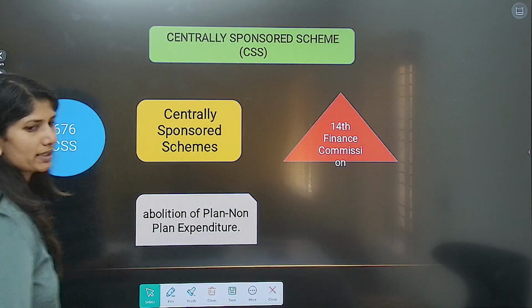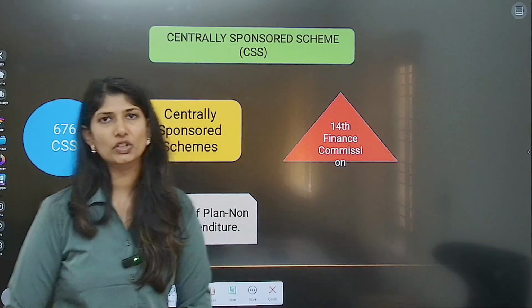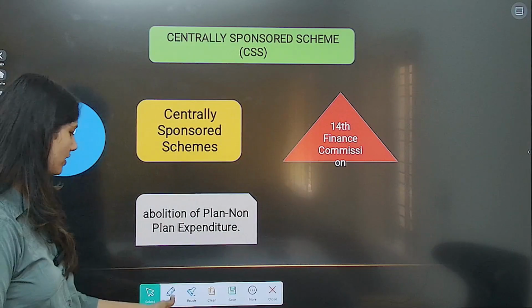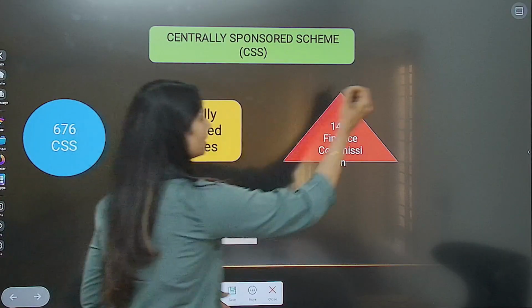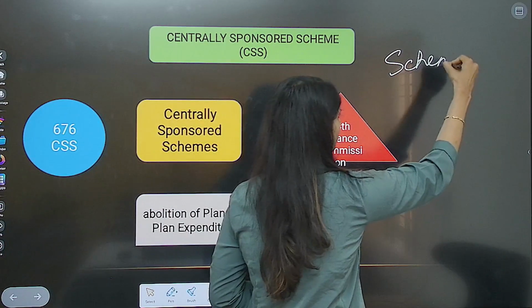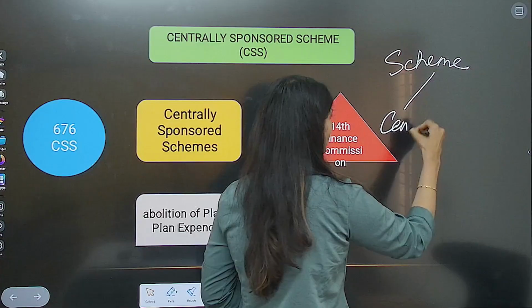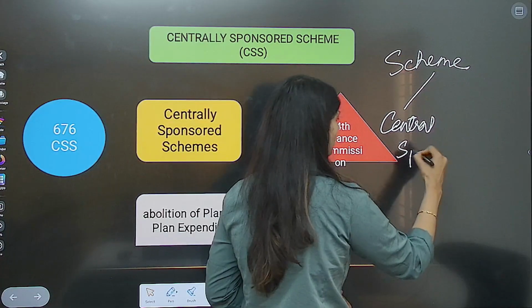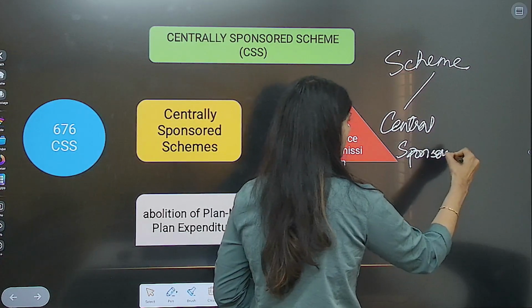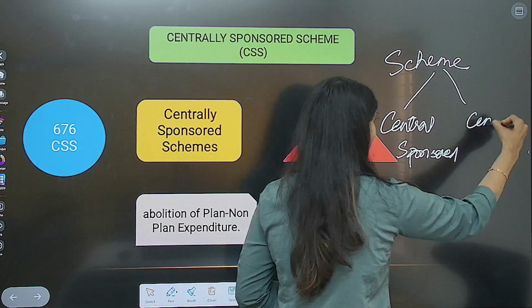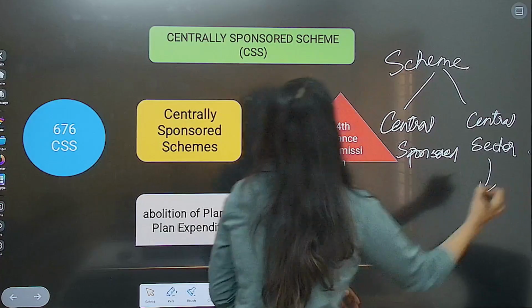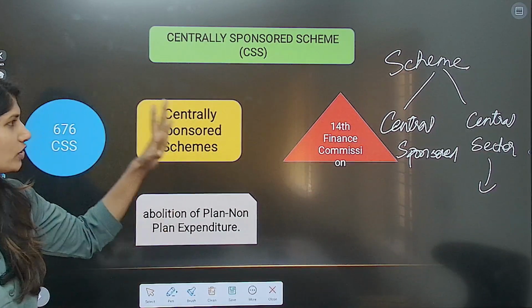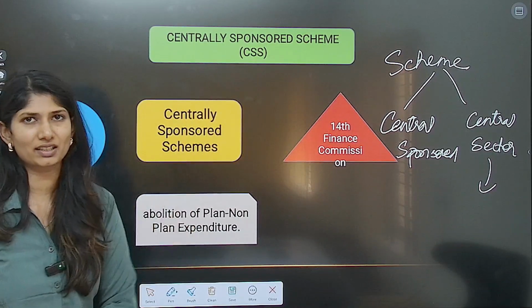The next topic that we will be looking into is centrally sponsored schemes, or CSS. With regard to schemes coming from your center, there are two types. Centrally sponsored scheme, central sector scheme. Look at this. Centrally sponsored scheme, central sector scheme.